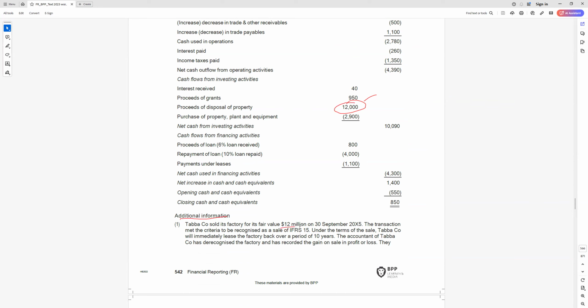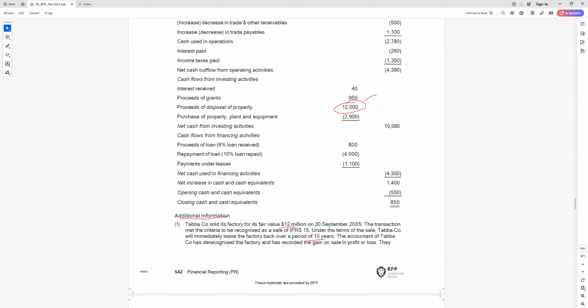Under the terms of sale, TCO will immediately lease the factory back for 10 years. So that means it's a sale and leaseback. They are selling it and after that taking it back. The accountant of the tea company has de-recognized the factory and has recorded the gain on sale in profit and loss. So basically, they show it on the profit and loss account, and they have not accounted for the lease.